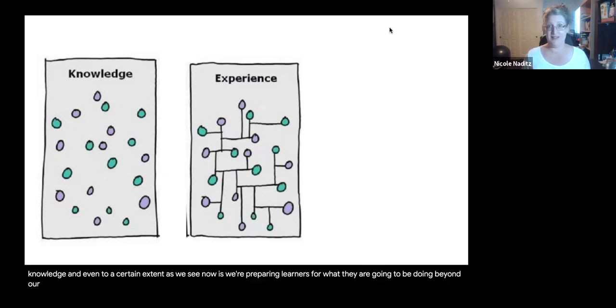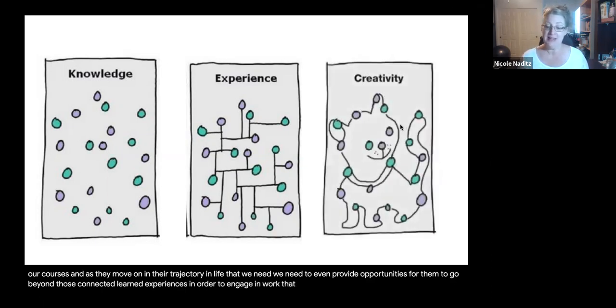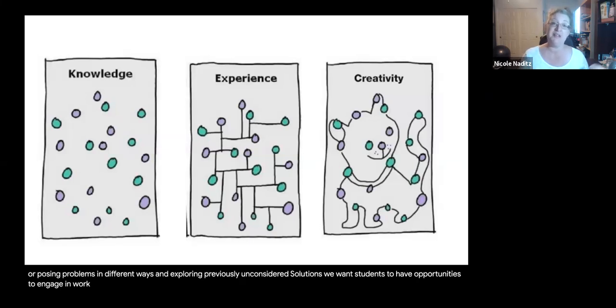beyond our courses, as they move on in their trajectory in life. We need to provide opportunities for them to go beyond those connected learned experiences in order to engage in work that depends on nuance, posing new problems or posing problems in different ways, and exploring previously unconsidered solutions. We want students to have opportunities to engage in work that depends on human connection. And that's one of the things we might be struggling with right now.